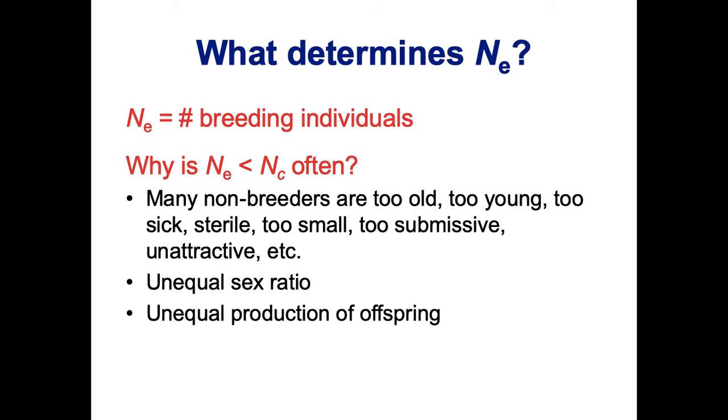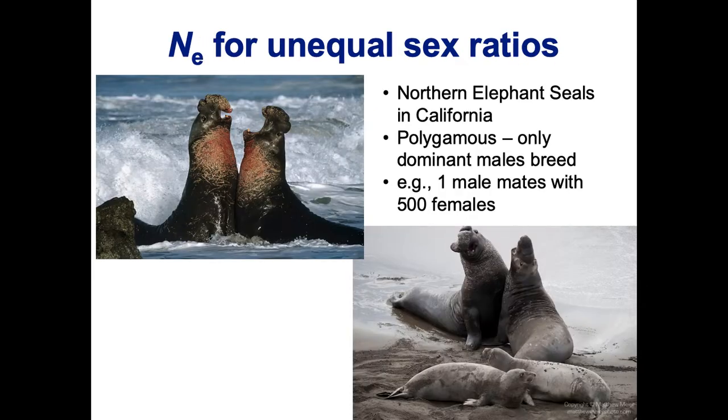We may have unequal production of offspring. So some parents are just better parents. They may produce more offspring because they take better care of them. Or they may just have genes that help them have more viable eggs or things like that. We also get population fluctuations, and that can affect the effective population size as well.